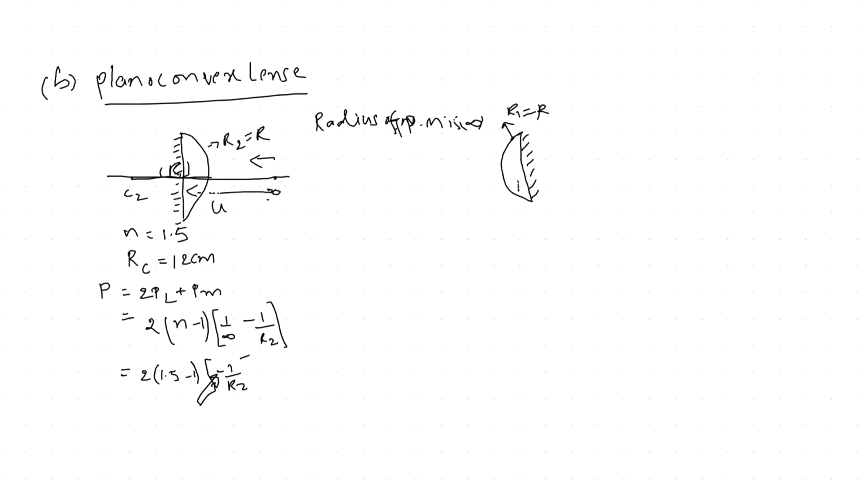So that is equal to 1.5 minus 1, which is 1 by 2 only, into minus 1 by R. So that is power of the lens plus power of the mirror. That means 1 by focal length equals 2 by R1, sorry, 2 by R1 minus 2 by R1, that equals 0. So that equals 1 by minus 1 by 12 centimeter.